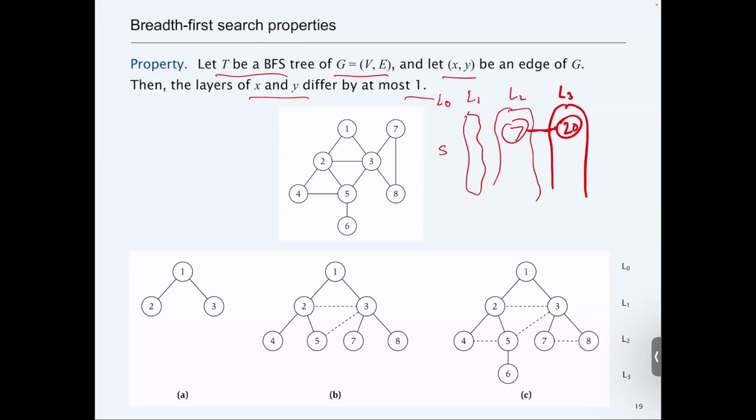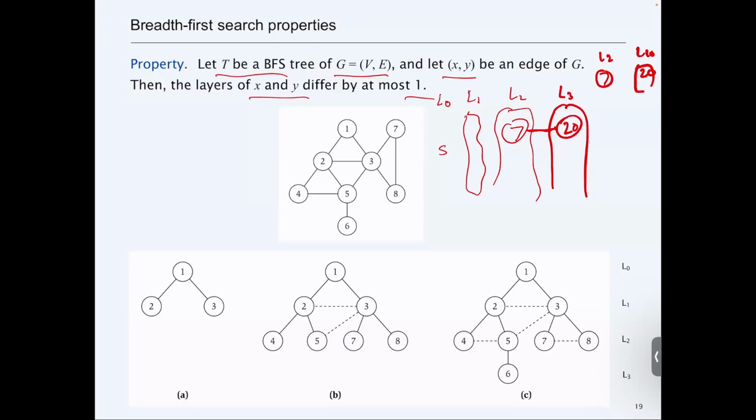So breadth first search would never allow that situation to happen, where 7 was in L2, and then the 20 was way down here in, say, L10. Breadth first search is going to explore the graph in strictly increasing order of distance from the start node. So neighboring vertices can only end up either on the same layer or one layer apart.